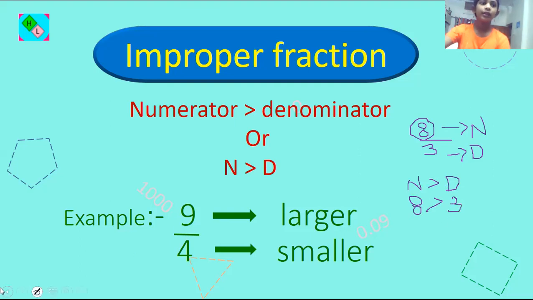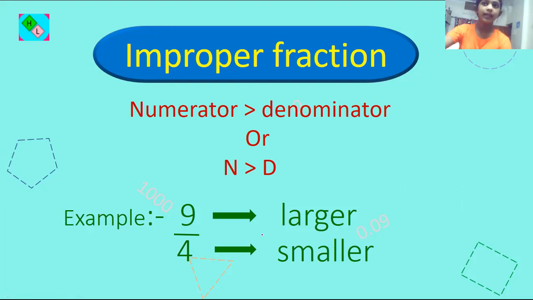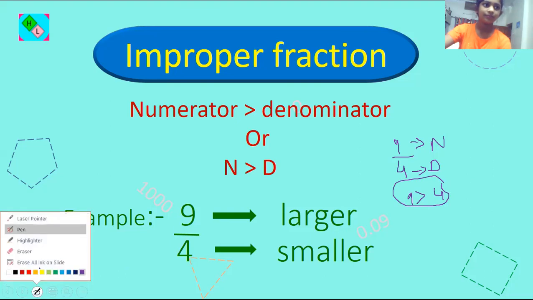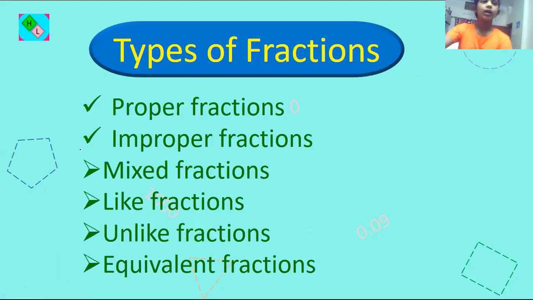Here the example is given as 9 by 4. So 9 is the numerator and 4 is the denominator. 9 is greater than 4. That means 9 by 4 is an improper fraction. Now we have completed two types of fraction, proper fraction and improper fraction. Now let's move on to mixed fraction.